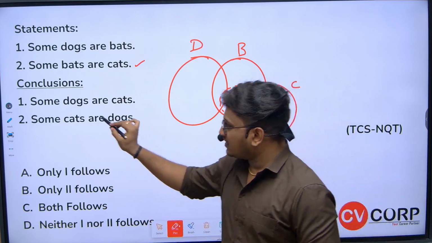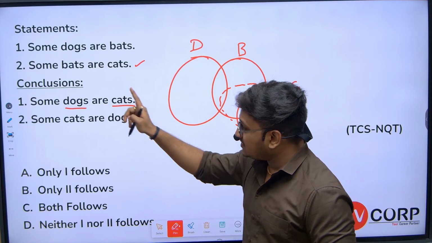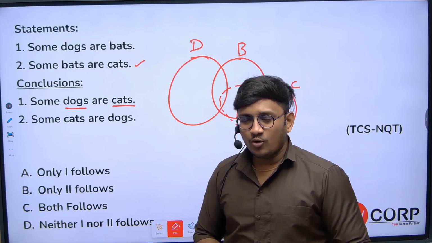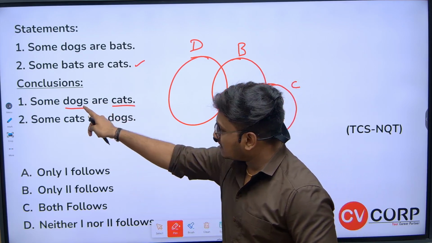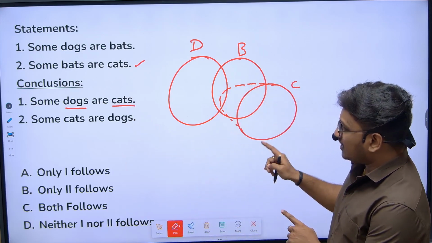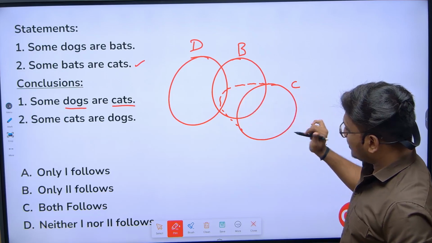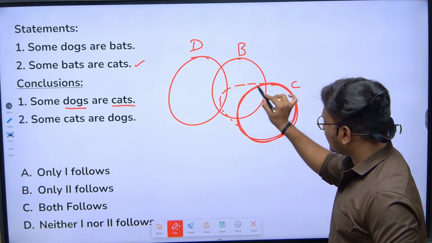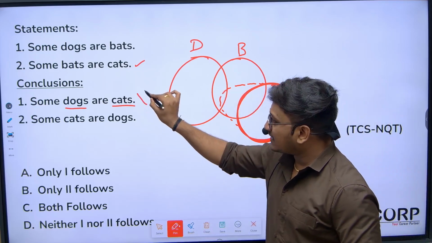Very simple. What's the condition here? Some dogs are cats. They are saying that the dog circle and cat circle will touch each other. Now if you want to prove this conclusion is wrong, what should we do? The dog circle and cat circle will not touch each other. Is there a possibility that dog and cat do not touch? Obviously the dog circle is here, the cat circle is here. If I draw like this, this circle is not connected with the dog circle. So I proved this conclusion is wrong.